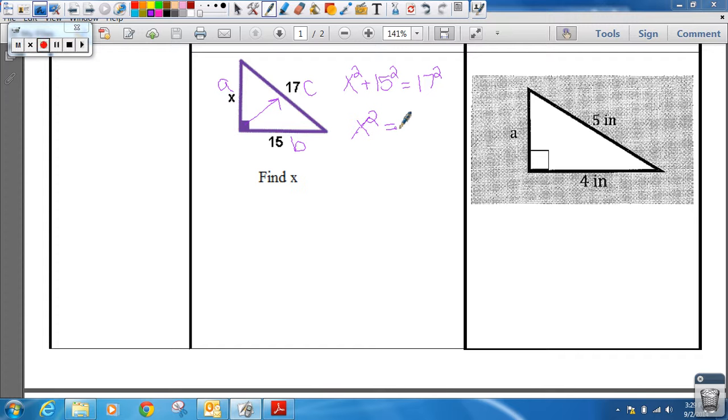So here we go. X squared is equal to 17 squared minus 15 squared, which is 64. The opposite of squaring something is to take the square root, and we end up with x equals the square root of 64, which is 8. And this doesn't have units, so we can just leave it as 8 units. And then I would look to see if it makes sense. Does it make sense that this is 8? Well, if I look here, I know it has to be smaller than 17. So yes, 8 is smaller than 17, so it can be correct. Here's your second guided practice 1 to complete. So pause it and go ahead and complete it.